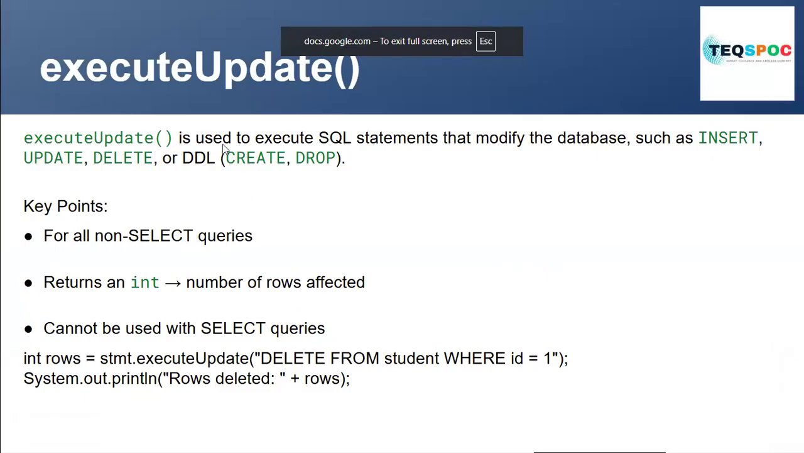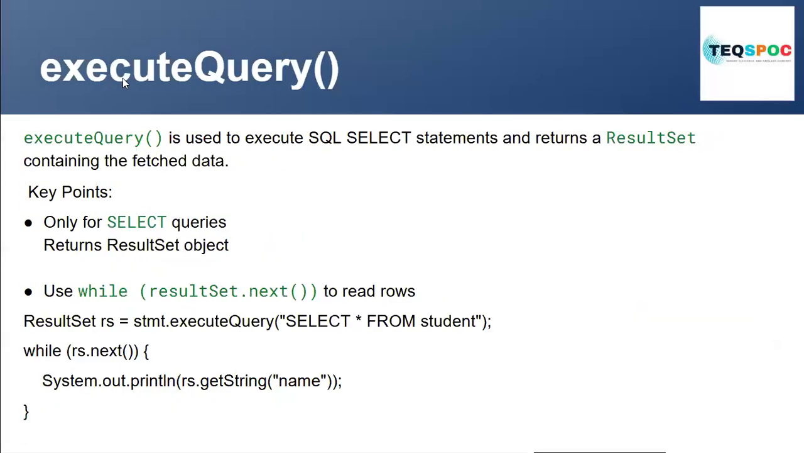In execute update is used to execute the SQL statements that modify the database, such as when we perform insert operations, update operations, and delete. Okay, that comes under DDL operations: create, update, delete. Okay, so that is execute update. And execute query.